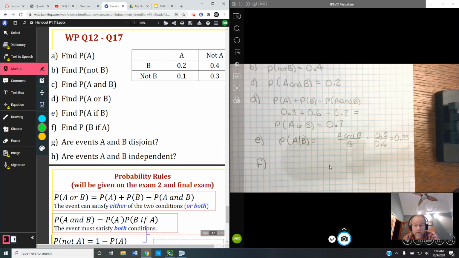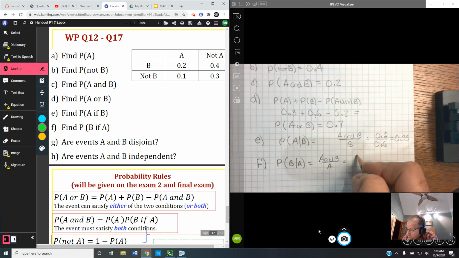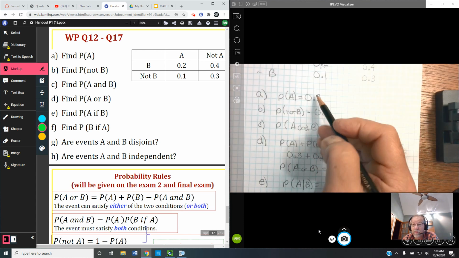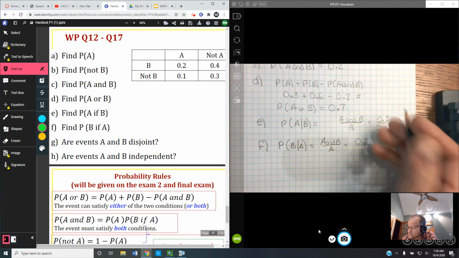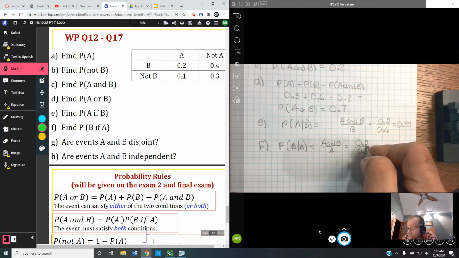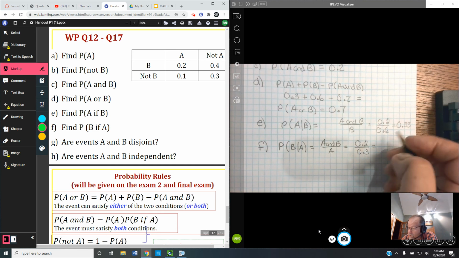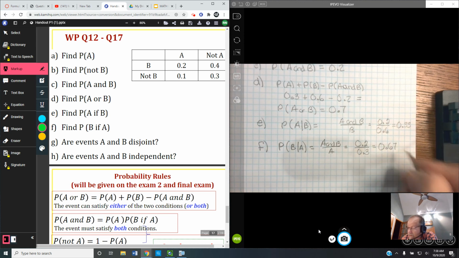Letter F. I think it just switches around, right? Yep, B of A. So probability B given A. B given A still means A and B, but this time we divide by A. So it's still 0.2 because that's still A and B, but now I need probability A. Remember, probability A was 3/10. 2 divided by 3 is 0.6 repeating. 0.6 repeating is 0.67 when rounded to 2.